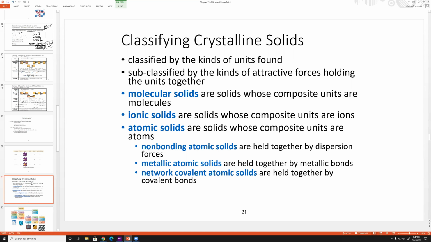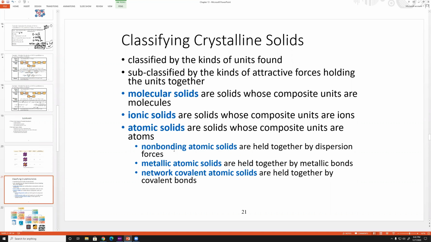Now you have molecular solids. It's okay, Dwayne. Molecular solids are solids whose composite units are molecules. Then you have ionic solids, which are made of ions. And then you have atomic solids, whose units are atoms. Wow, that's so new to us, right? Now we know how to do that.